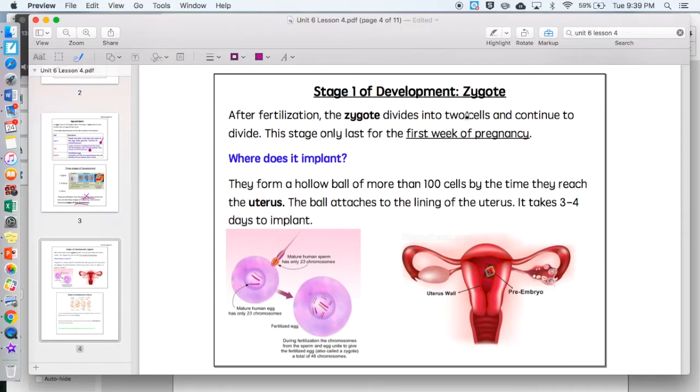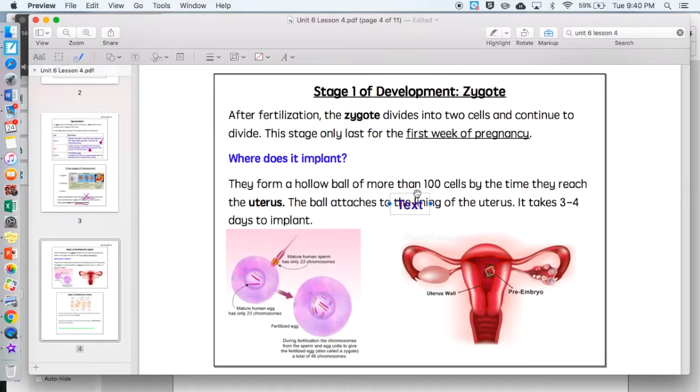Stage 1 of the development is called the zygote. So after that egg gets fertilized, the zygote divides into 2 cells and then continues to divide into 4, and then 8, and then 16, and then 32 until it eventually forms a hollow ball of about 100 cells. So the zygote stage is really only the first week of pregnancy.